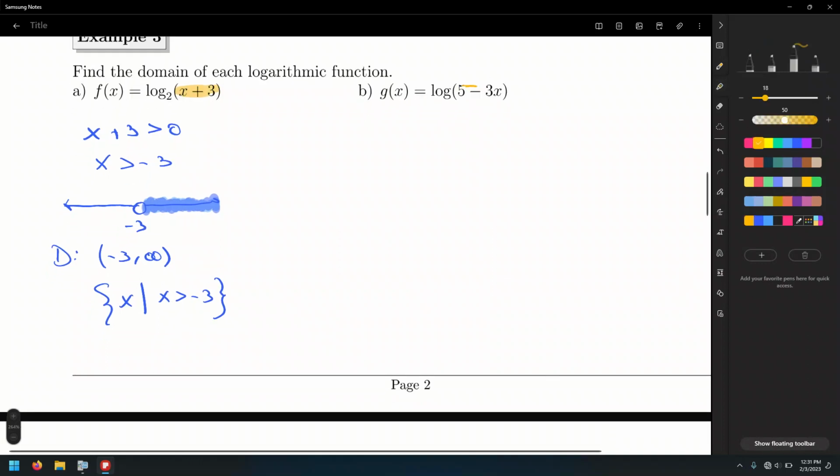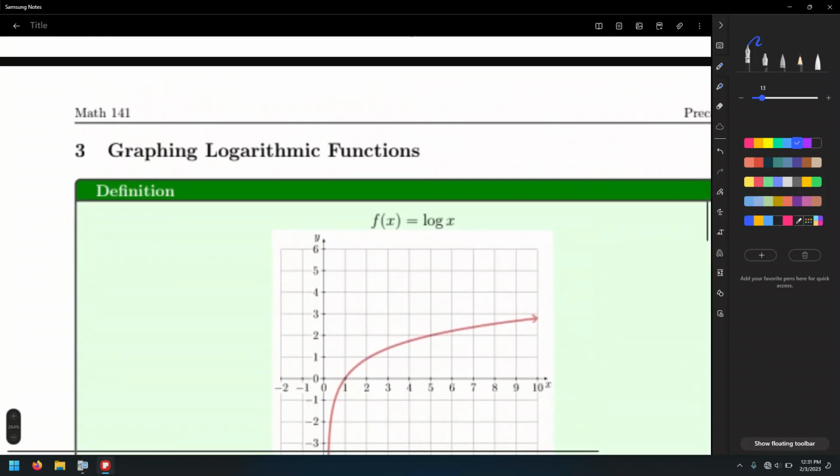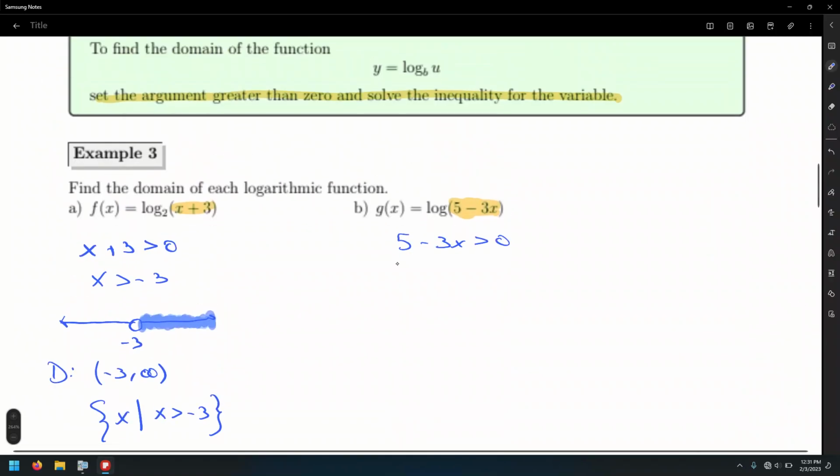So let me highlight the argument and set that argument, 5 minus 3x, greater than 0. And let's solve the inequality here. I want to isolate the x and leave the x on the left hand side. So I'm going to subtract 5 on both sides: negative 3x greater than negative 5. And I'm going to divide both sides by negative 3, and I'm going to make a mistake on purpose to see if you can catch it.